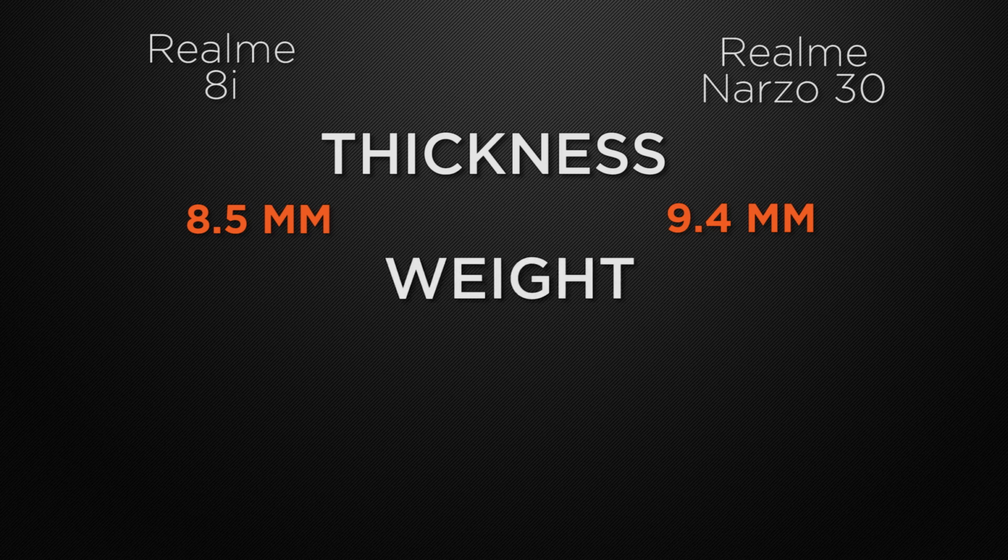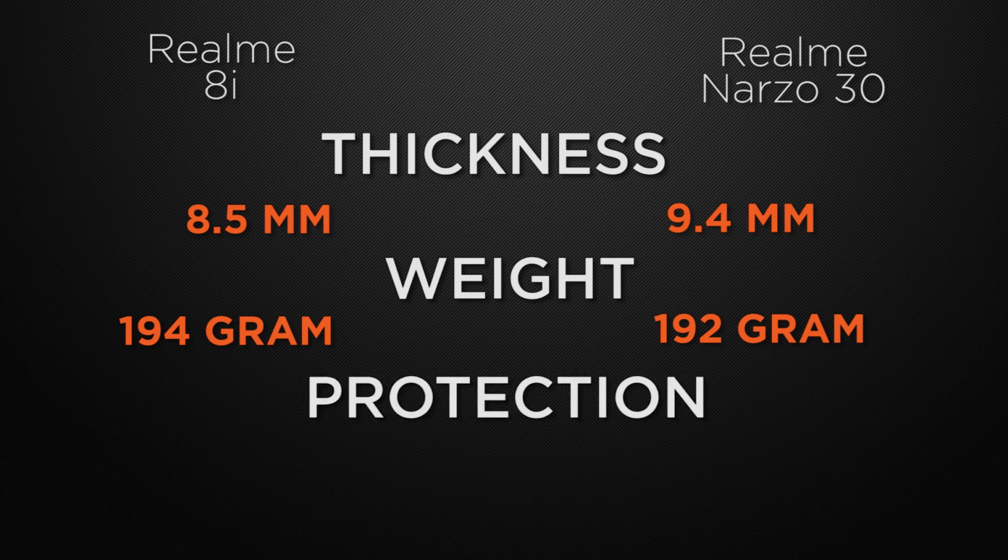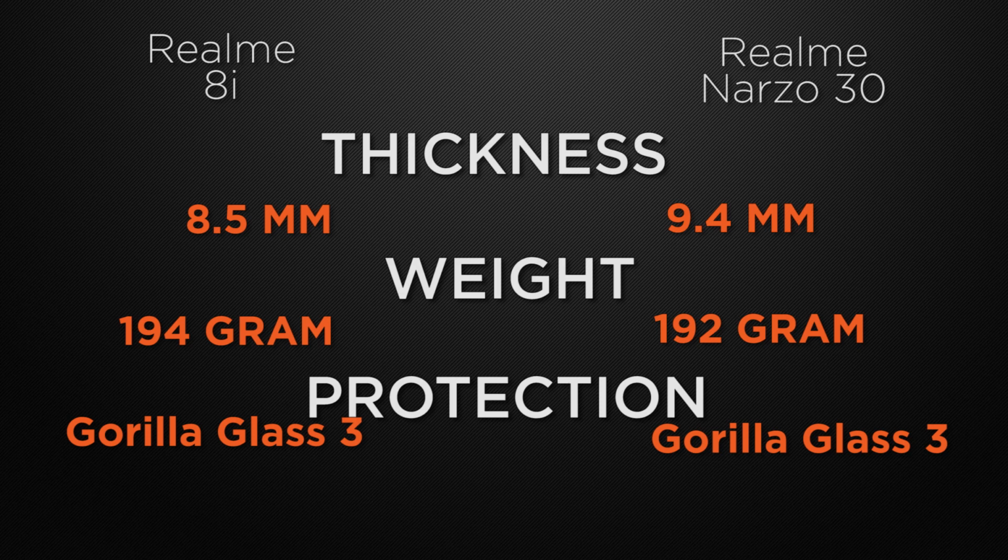Talking about the weight of the devices, 8i comes with 194 grams of weight, whereas Narzo 30 has 192 grams of weight. So it's a tie because both of the devices have approximately the same body weight. And about the protective glass of the devices, 8i has Gorilla Glass 3, whereas Narzo 30 has Gorilla Glass 3. So it's a tie because both of the devices have the same generation of glass.